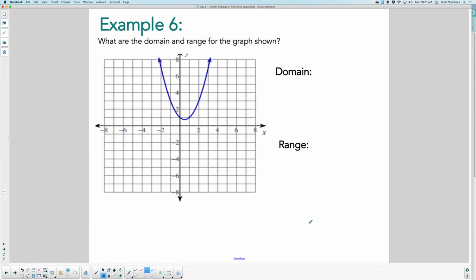Example 6. All right. Let's talk about this one. Continuous or discrete? I'm going to do a countdown. Continuous or discrete is my first question. What type of graph is this? 5, 4, 3, 2, 1.